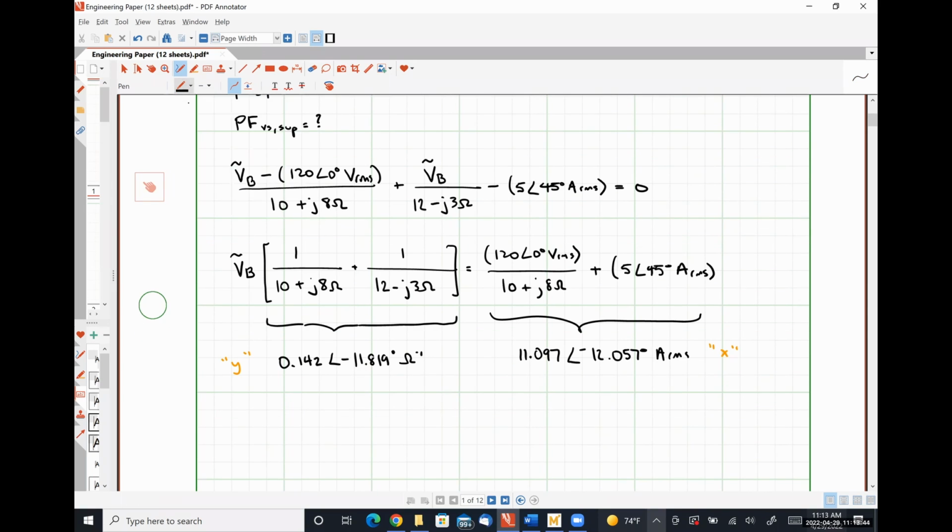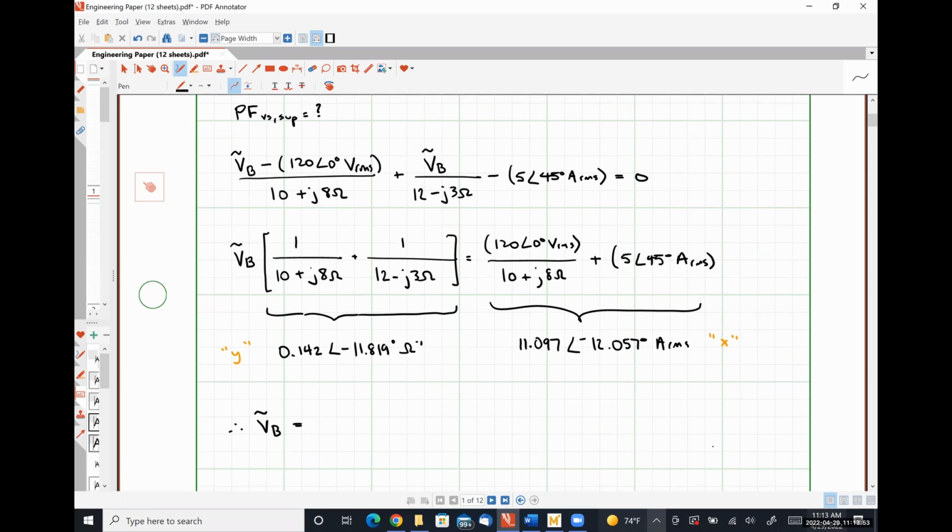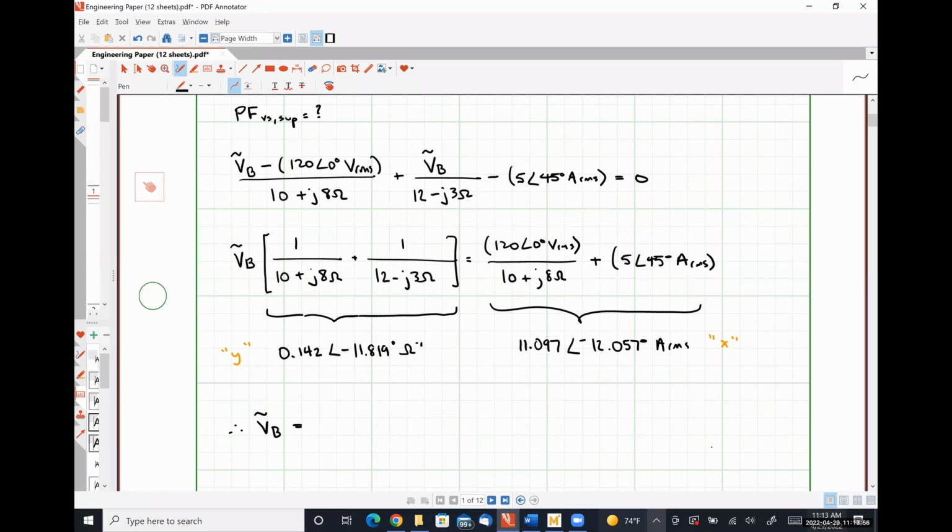And then from this, VB is equal to 11.097 angle negative 12.057 degrees amps over 0.142 angle negative 11.819 degrees per ohm, or simply X over Y in my calculator.